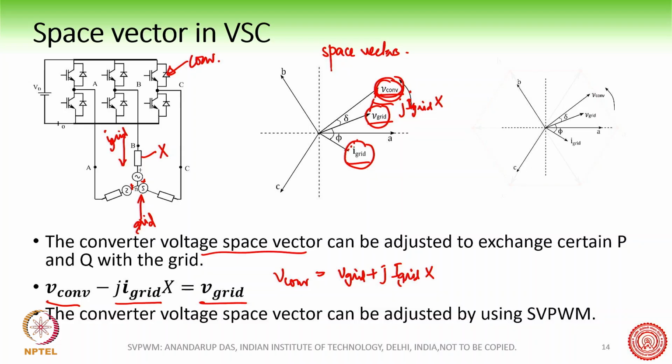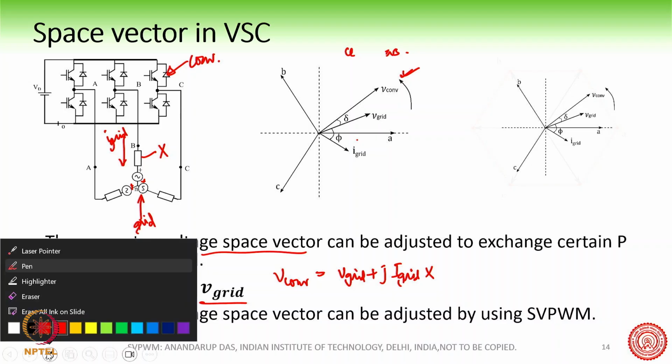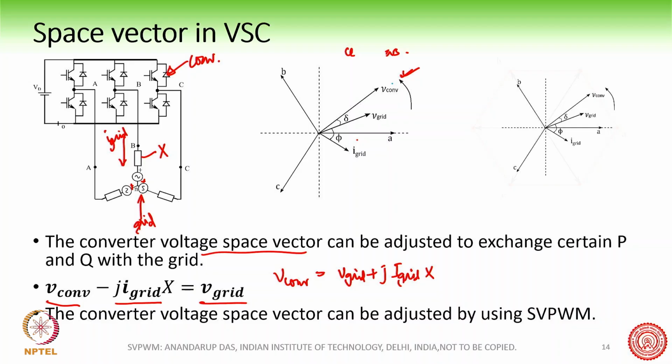Okay, V converter, the grid voltage space vector, and the grid current space vector. Now all of them, as you can see here, are rotating in an anti-clockwise direction. Now in order to change the P and Q, what we can do is quickly change V conv. We can rotate it clockwise, anti-clockwise, and we can even increase or decrease the magnitude of this V conv, right?